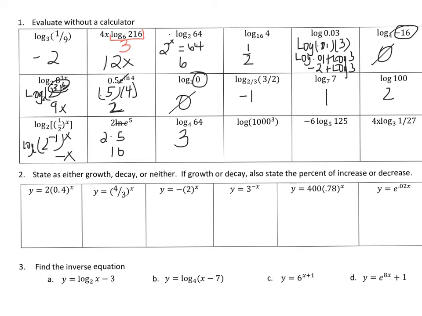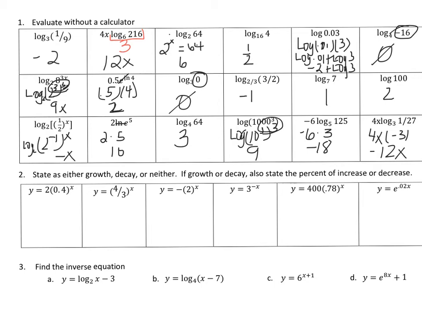Log of 1,000 cubed, well, that's the log of 10 cubed, which is 10 to the 9th. So the log and the 10 are inverses, so I get 9. That's -6. Log 5 of 125 is 3, so -6 times 3 is -18. And 4x times the log 3 of 1/27. That's 4x times -3, which is -12x, because 3 to the -3rd power is 1/27.